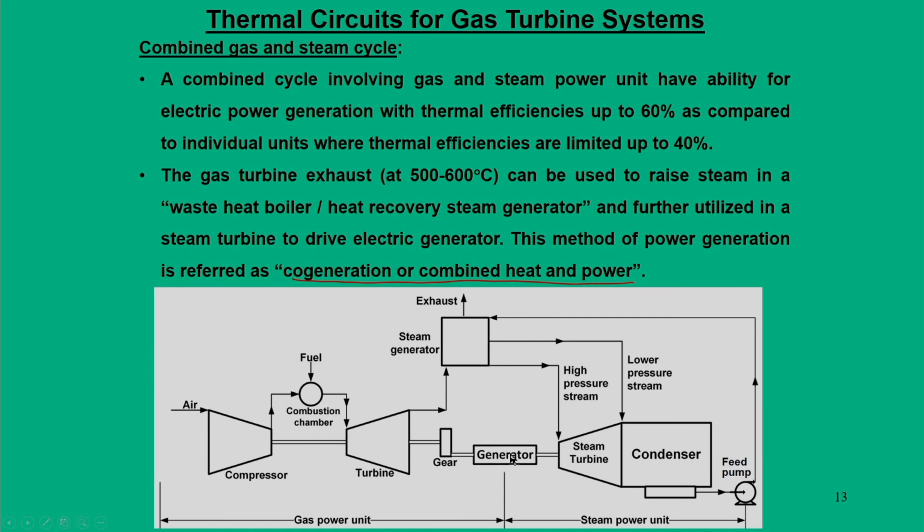This is one thing. Second thing, the exhaust from the gas turbine typically has a very high temperature. That energy is utilized to produce steam, so we call it a steam generator. Basically, this energy is used to generate the steam.